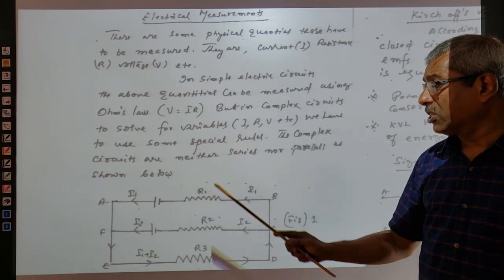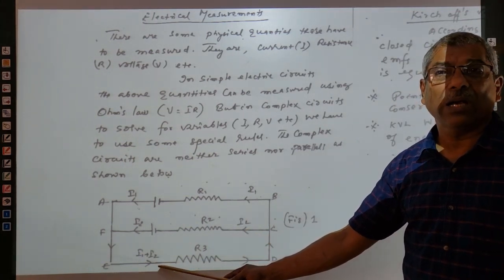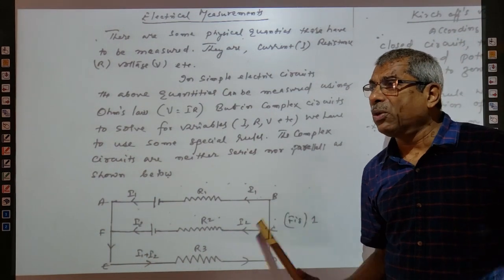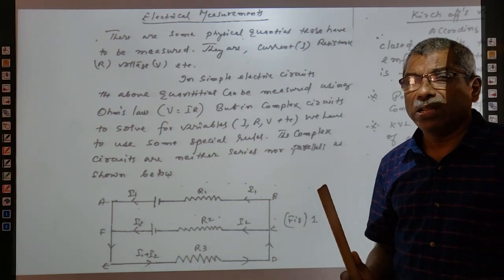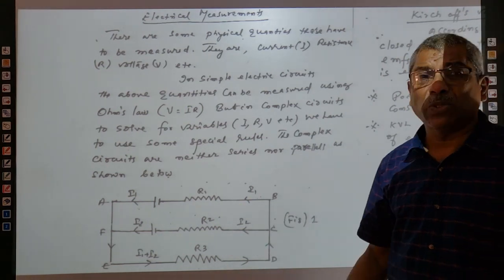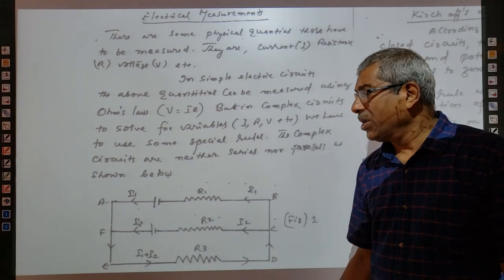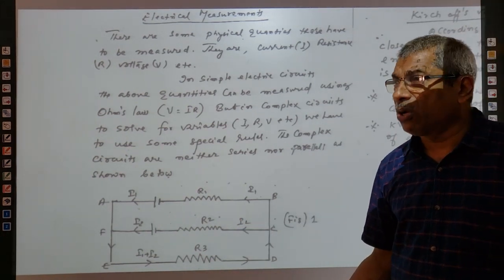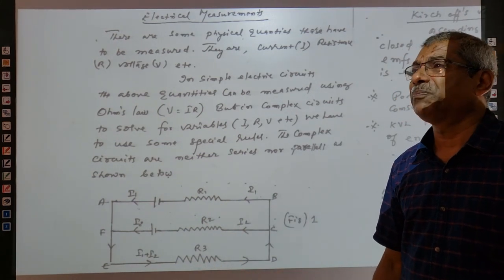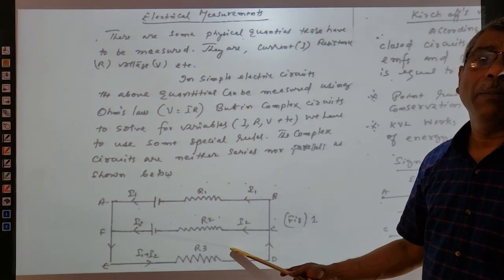In this wing the current is I1, in this wing the current is I2, and here the current is I3. I3 is equal to I1 plus I2. When the current is the same through all the wings in a circuit, then that circuit is said to be a series circuit. When voltage is the same across all the resistors, then we can say that circuit is a parallel circuit. In this circuit the current is not the same, and the voltage is also not the same. Hence, we can say that this is neither a series circuit nor a parallel circuit.